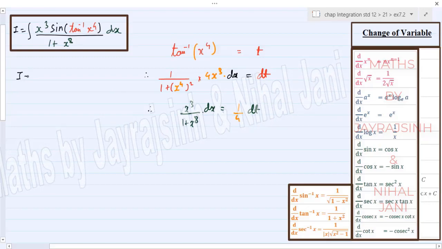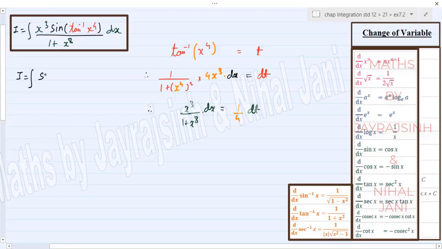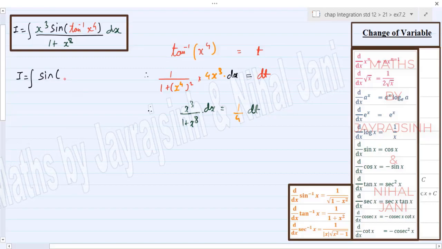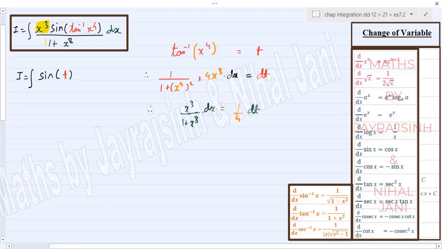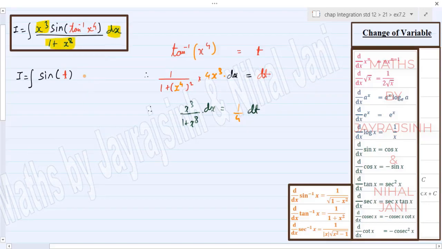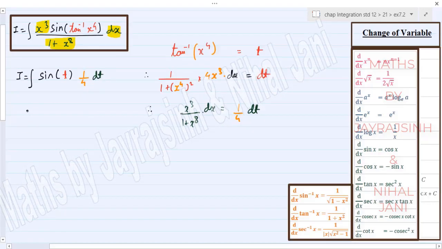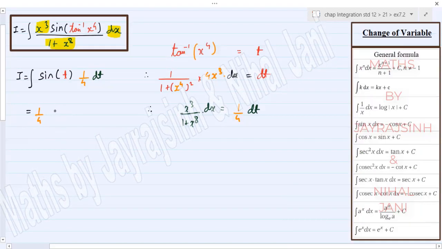So we are ready to modify our integration. This sine tan inverse x raised to 4 will become sine t, and x cube upon 1 plus x raised to 8 dot dx will become 1 upon 4 dot dt. So we don't have to worry about this 1 upon 4. This is a constant term.